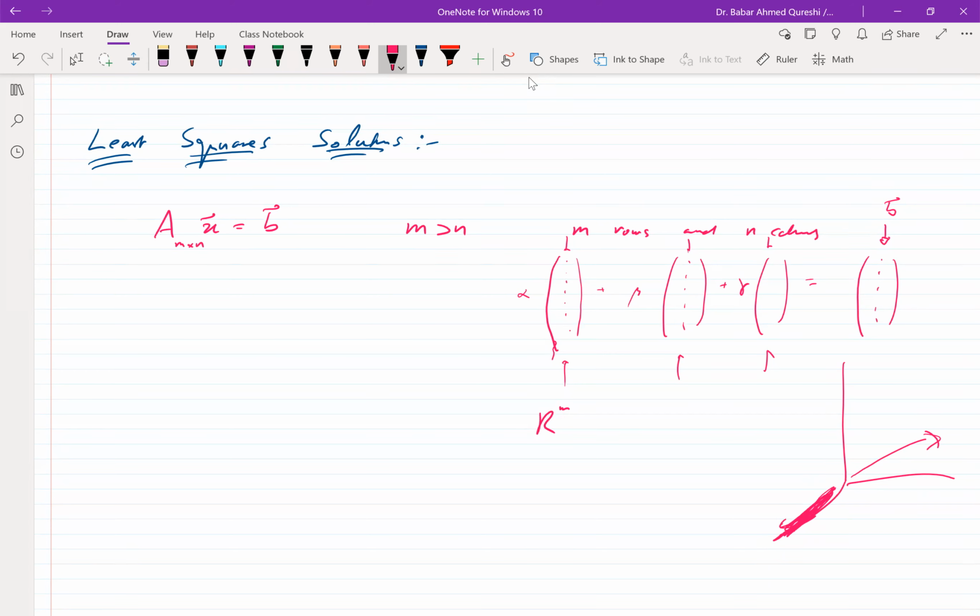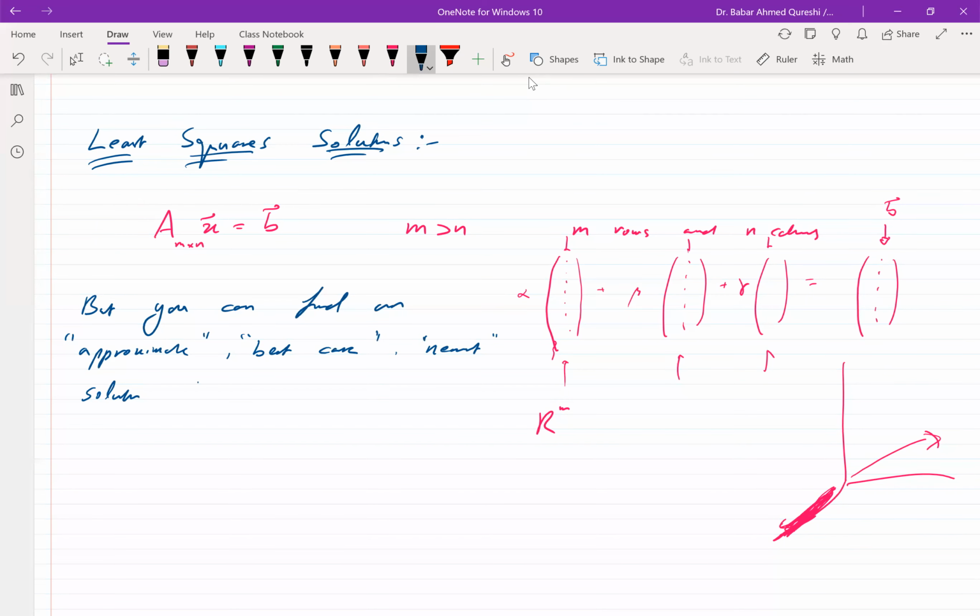an approximate solution. We will make it precise. What do I mean by it? Best case or nearest possible solution to this system. So it does not solve it, but it's very near to some kind of a solution which could have existed.